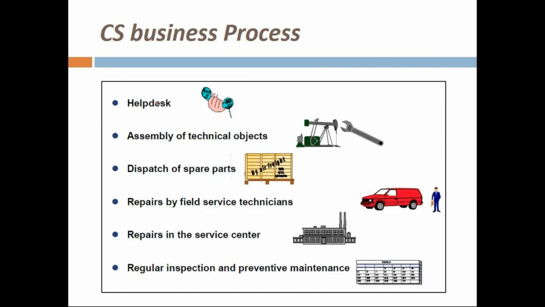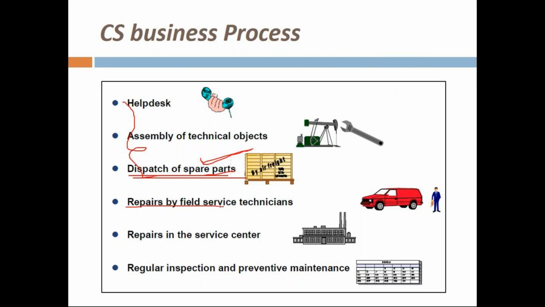Next one is dispatch of spare parts. Sometimes you are using a product and suddenly you come to know that some spare parts got damaged. Now you tell the manufacturer from whom you have purchased: just give me the spare parts, I will do the repair activity myself. In that case, you just sell the spare parts to the customer. So that is dispatch of spare parts. These are the initial three business processes.